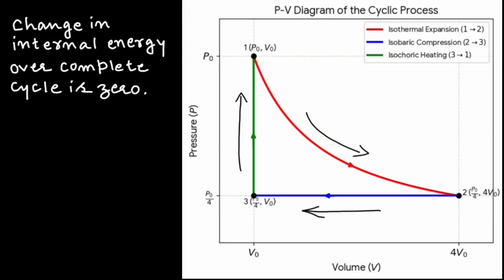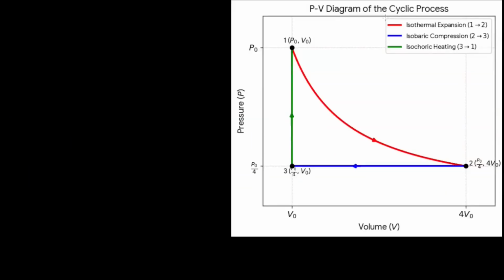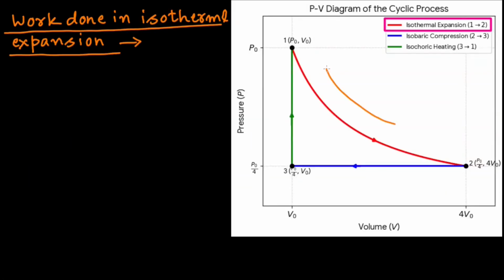From the first law of thermodynamics, Q equals delta U plus W. For the complete cycle, delta U is 0. Therefore, heat of the cycle is nothing but work of the cycle. So instead of calculating heat separately in all 3 stages, we only need the net work done. That's the key shortcut. Work done in isothermal expansion from 1 to 2.